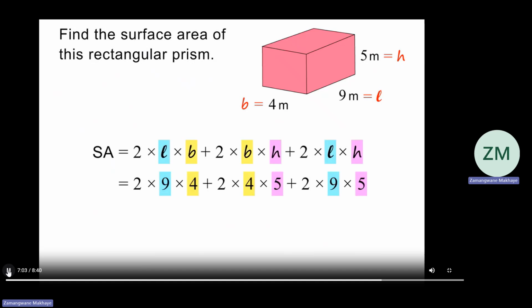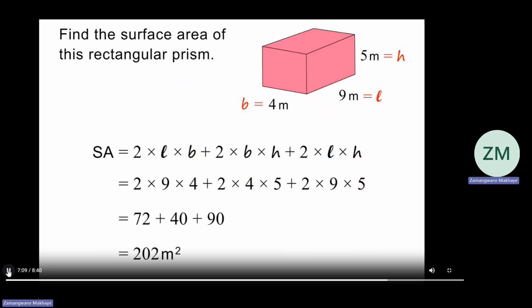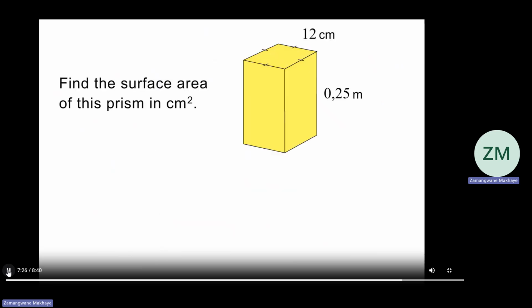We then write 9 in place of L, 4 in place of B, and 5 in place of H. You can now use a calculator to get the surface area, which is 202 square meters. Again note, surface area is just area, so the unit is meters squared. Please pause to check my working. Here is the next question. Find the surface area of this prism in square centimeters.